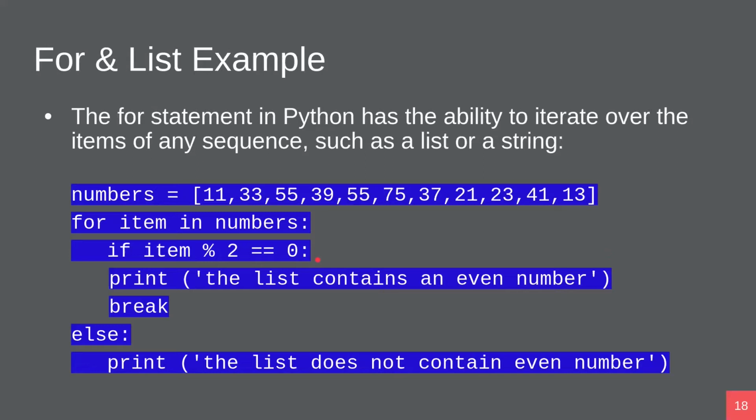So I think also this print should be indented. I think that's a little bit of a typo there, but I think I was struggling to fit it onto the page. So there we go. So numbers is equal to a list of numbers, and then for item in numbers, if item modulus 2 is the same as 0, print the list contains an even number. Now, I'm also using another kind of built-in keyword to Python, break. Okay, and break is just a way of breaking out of a list.